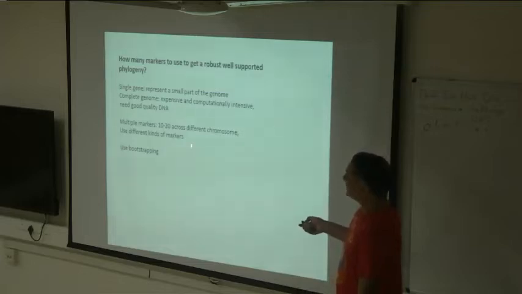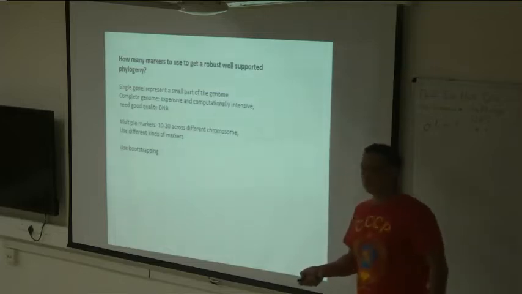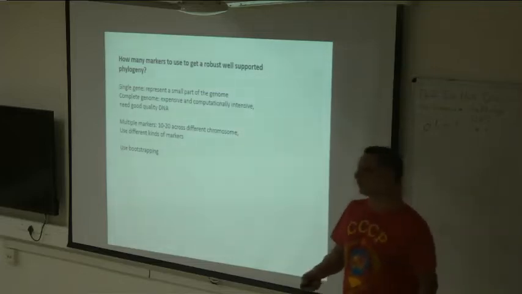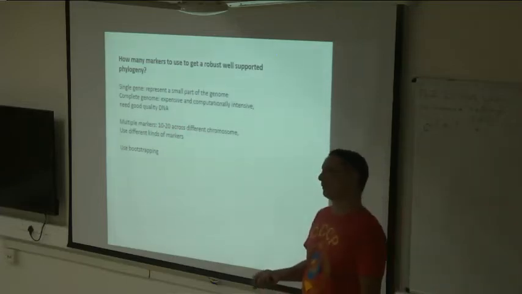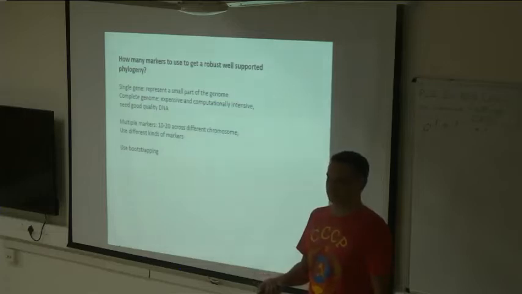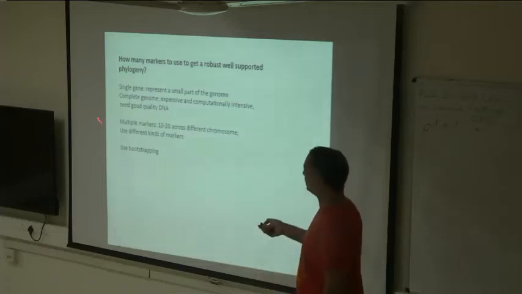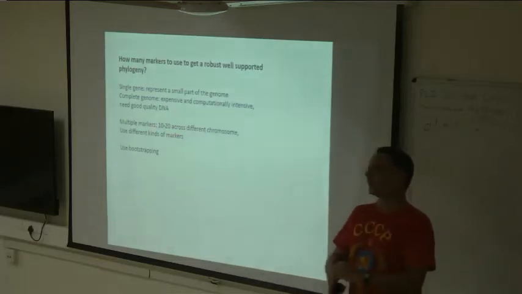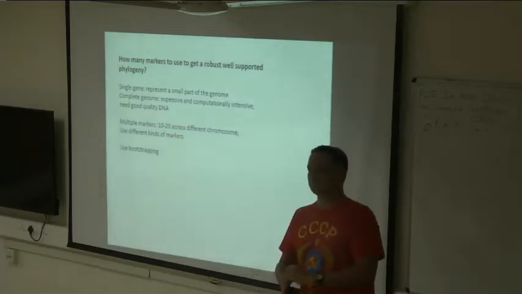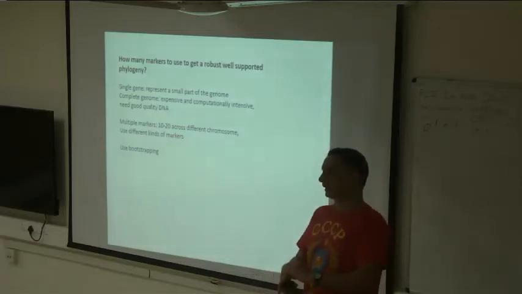But what people are realizing now is that between 10 to 20 markers are adequate for most studies. And these markers are, say, about 1,000 base pairs, right? So 10,000 to 20,000 base pairs of data across the genome is usually adequate.